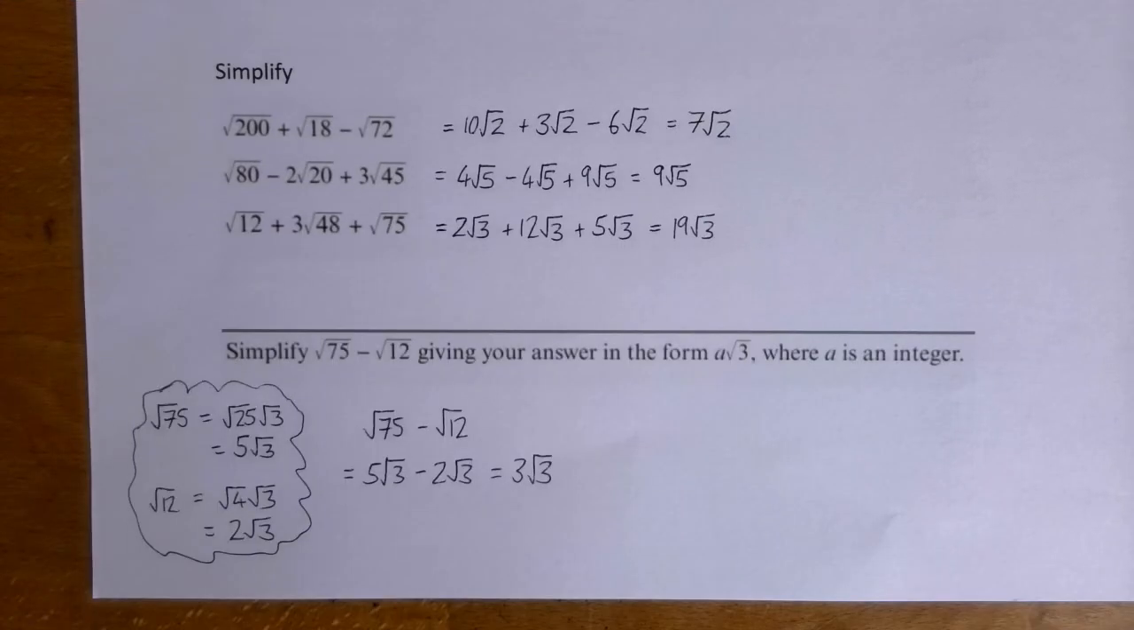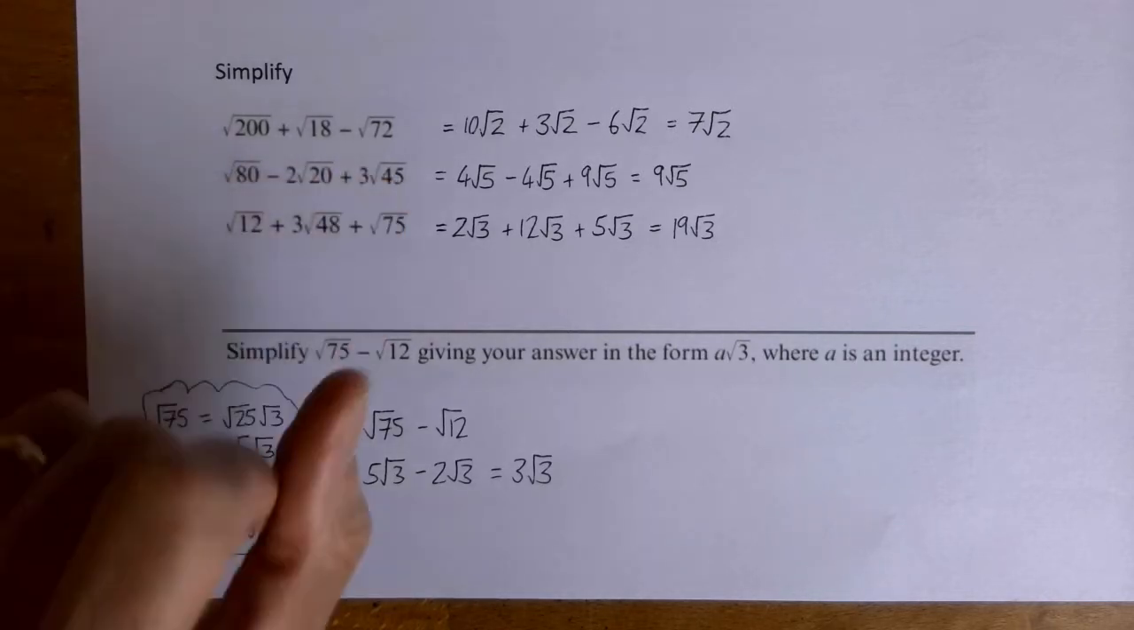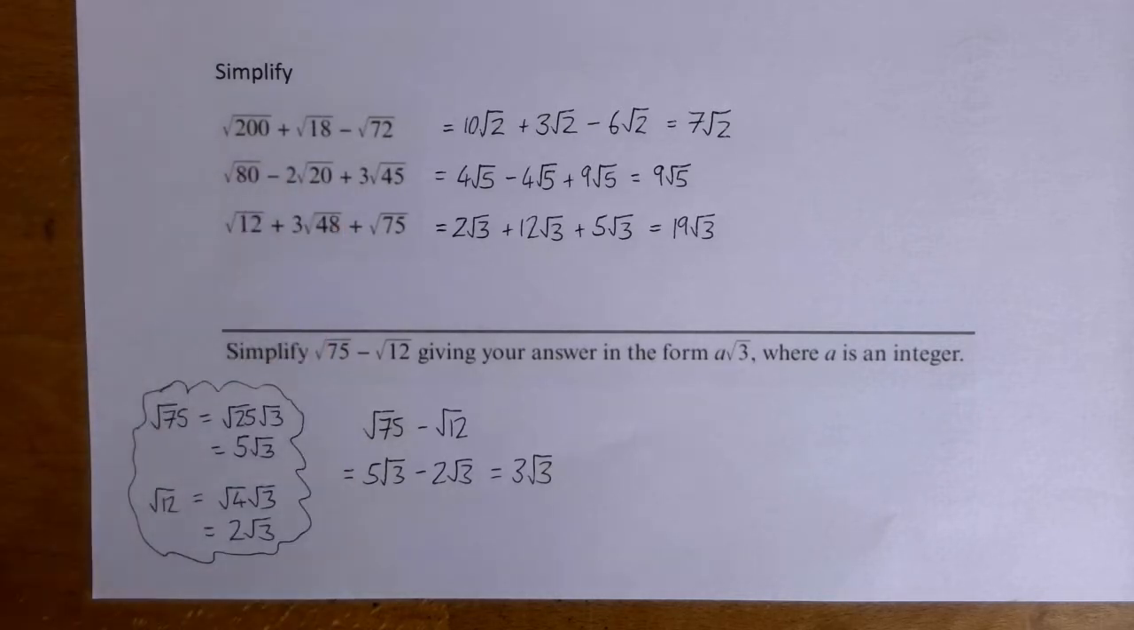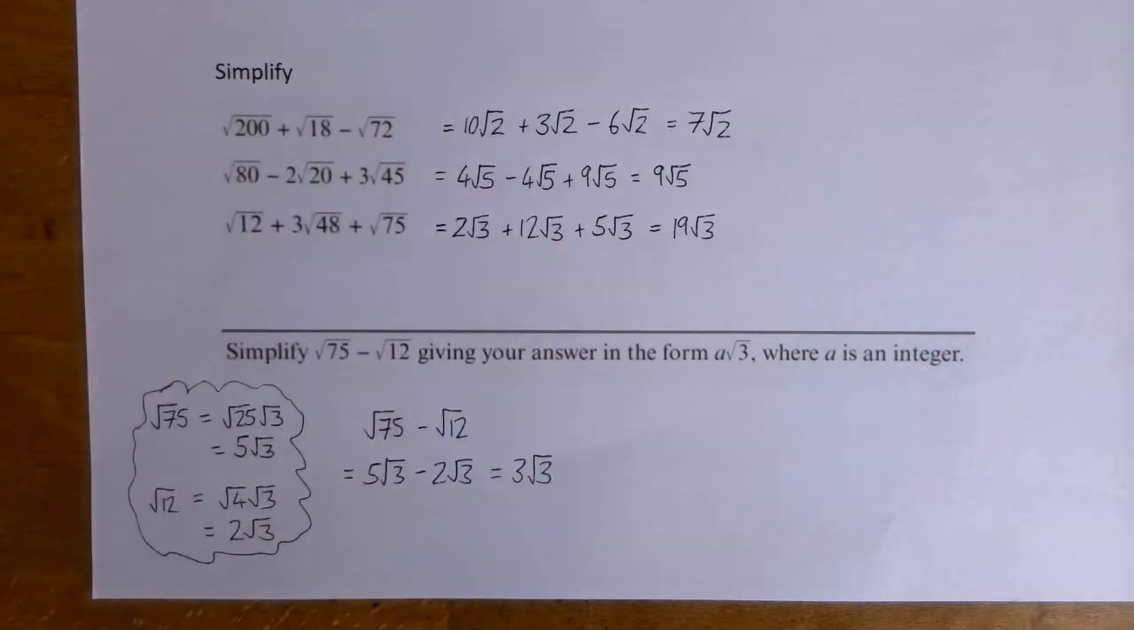Good morning. Here's the answers to the surd questions that I set last week. A little bit more straightforward, hopefully, than the previous stuff we'd done. I suppose these two are perhaps the only fiddly ones where root 20 is root 4 times root 5, so it's 2 root 5. If you've got two lots of it, it's 4 root 5.